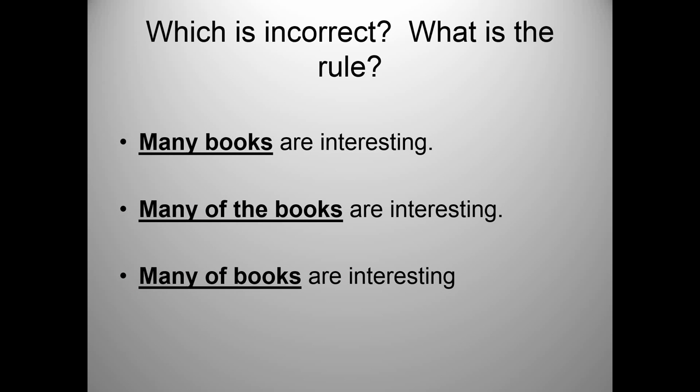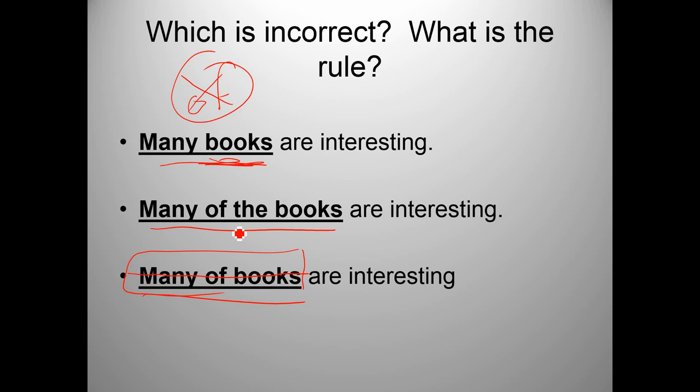Now, let's look at these sentences. Which is incorrect? Many books, many of the books, many of books. In this situation, the one that is incorrect is the third one, many of books. The first one is general, so of is not necessary. The second one, I've used the word the to make the noun specific, so of is necessary.